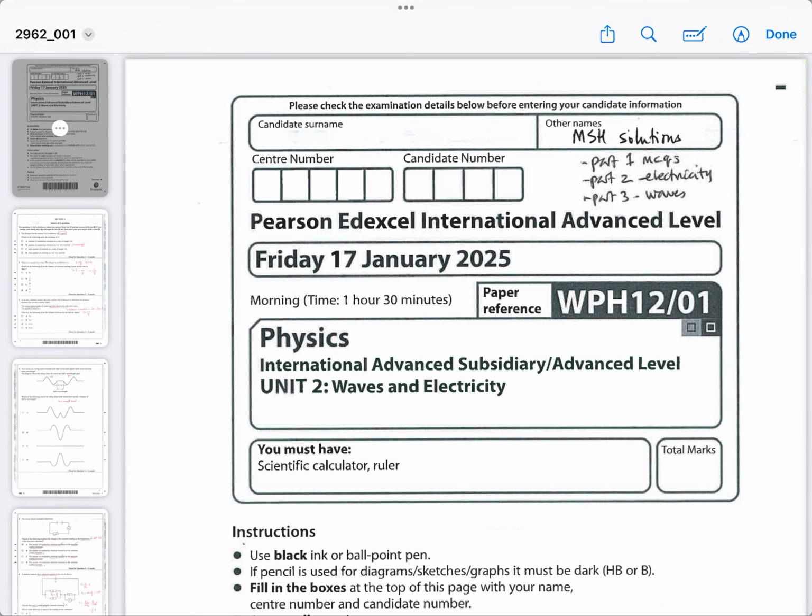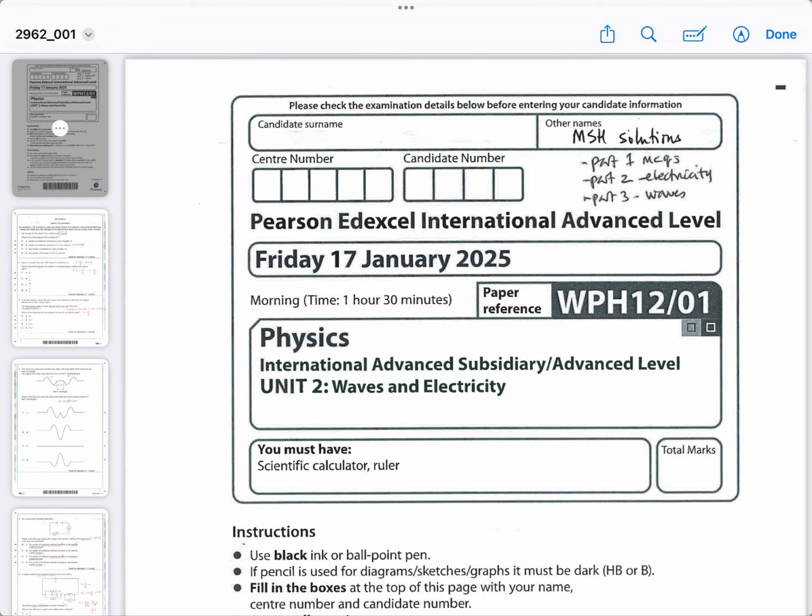Okay, today's video is International A-level paper, Physics Unit 2 on waves and electricity. I'm doing this for two of my students who are taking the linear exam. I've used these questions to help them prepare for their exam on Wednesday, which is the same time as the Unit 2 International A-level. So they're doing core Physics 1, which is electricity with mechanics. So I'm only going to go through the multiple choice and the electricity questions.